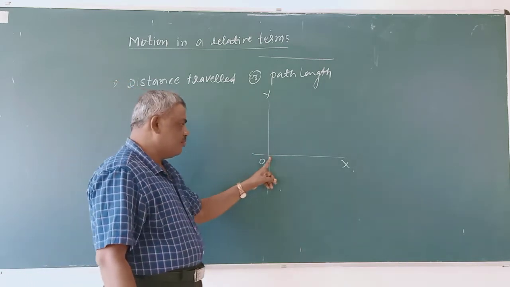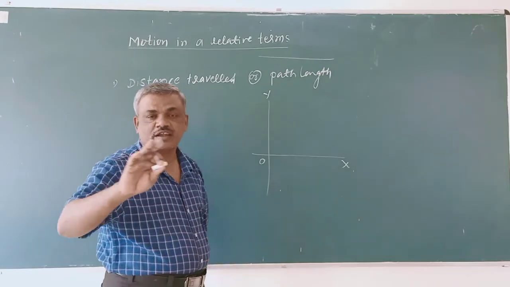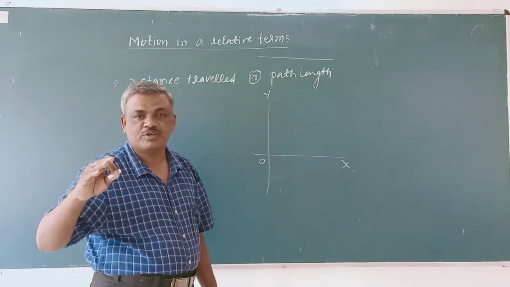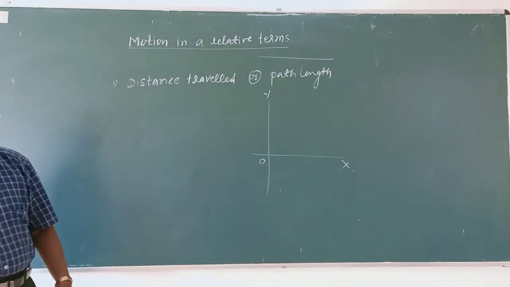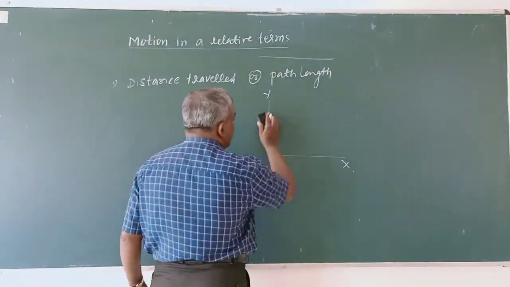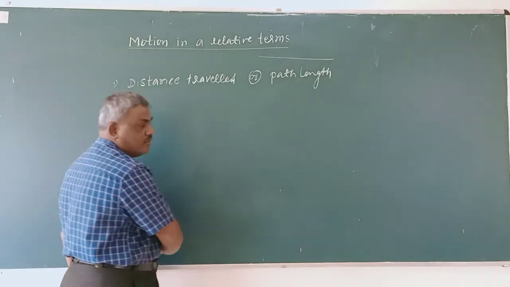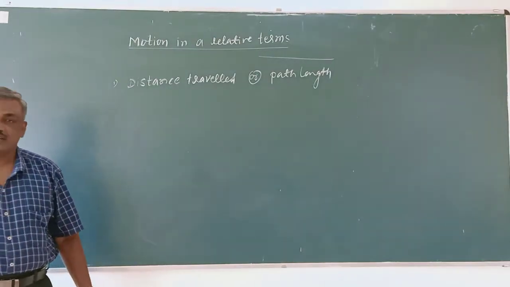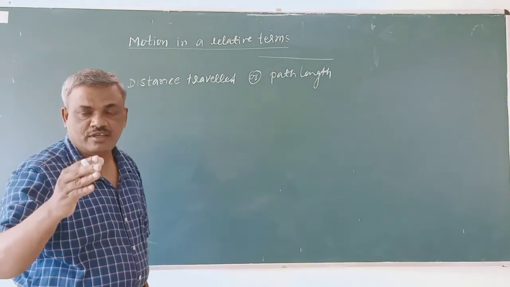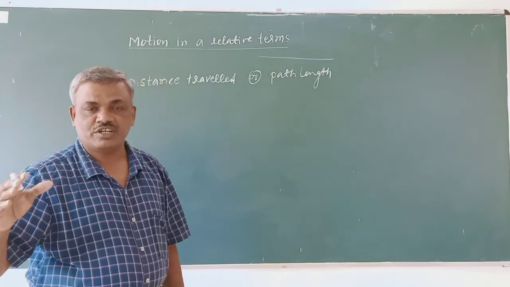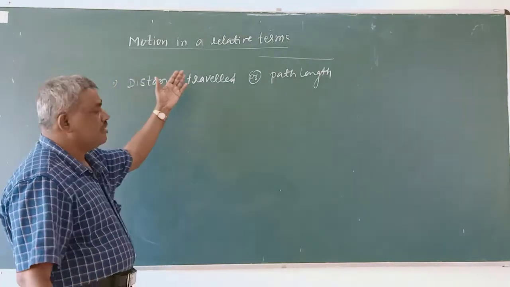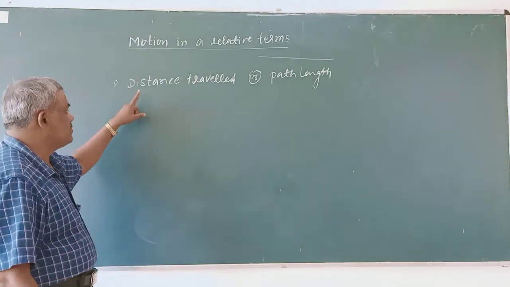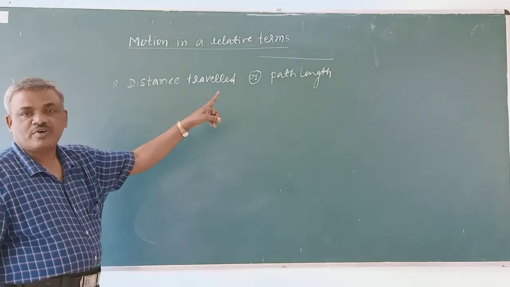Now when a body moves along a straight line, there are some important definitions to calculate. The first one is distance traveled, or path length. Distance traveled, displacement, speed, velocity and acceleration. These are important definitions for motion in relative terms. The first one is distance traveled and path length.